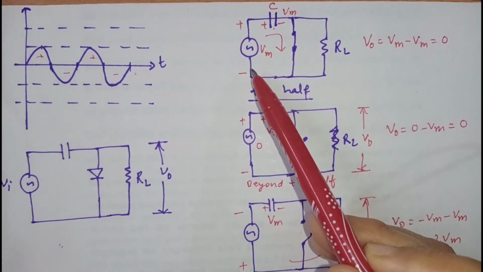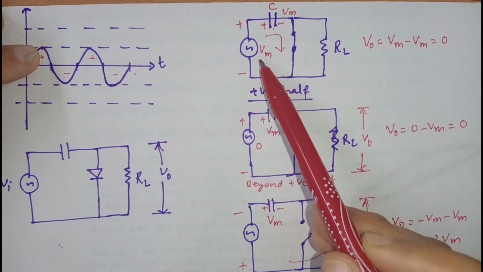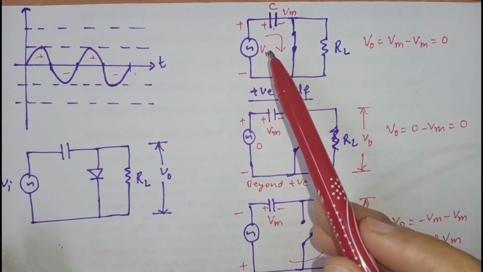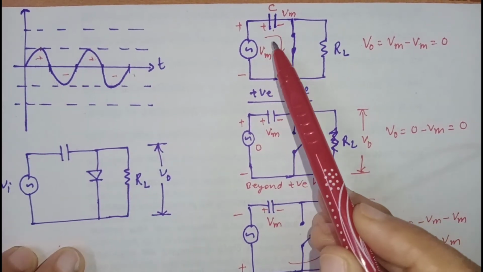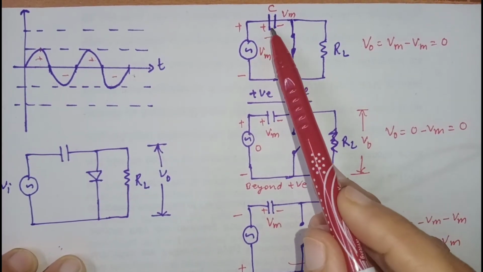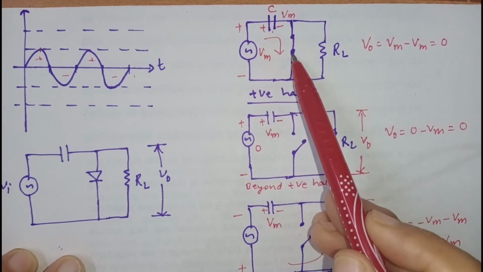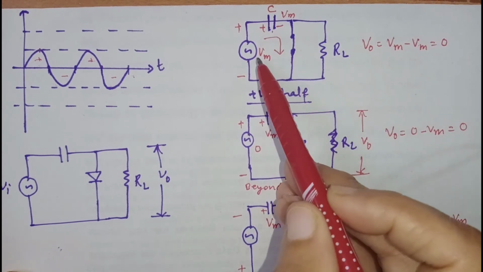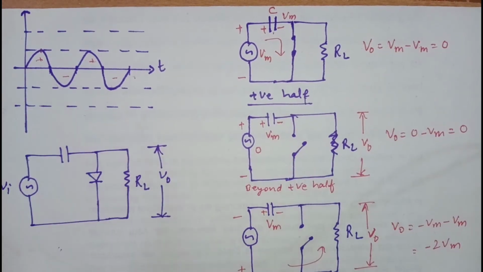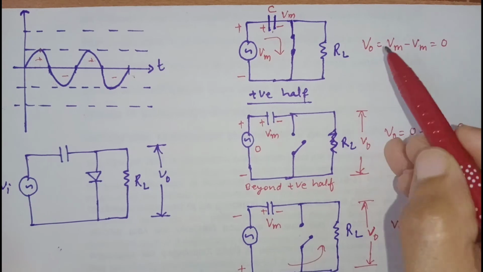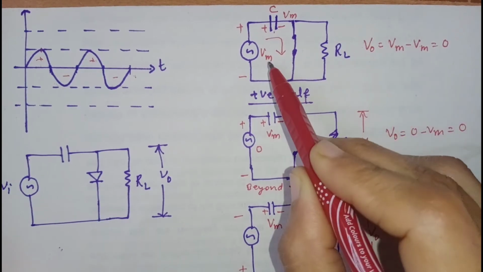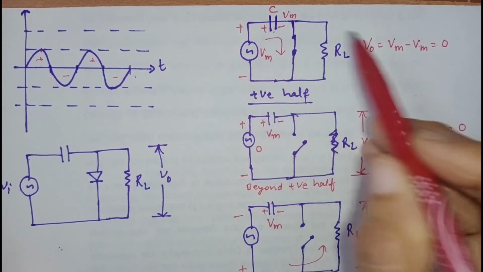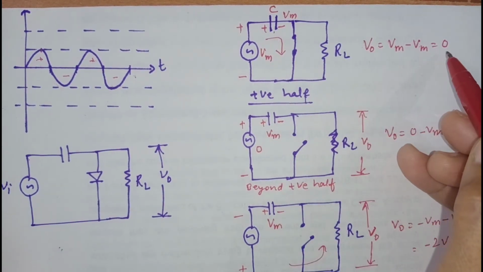As input signal is at its peak, here the voltage will be Vm, and because up to this positive peak, capacitor is fully charged up to Vm because the diode conducts heavily. So at this instant of time, the output will be equal to Vm minus this Vm, because polarity is opposite in this case. So output voltage will be equal to 0.